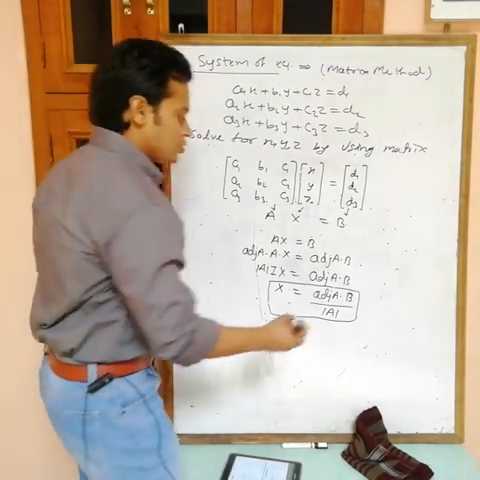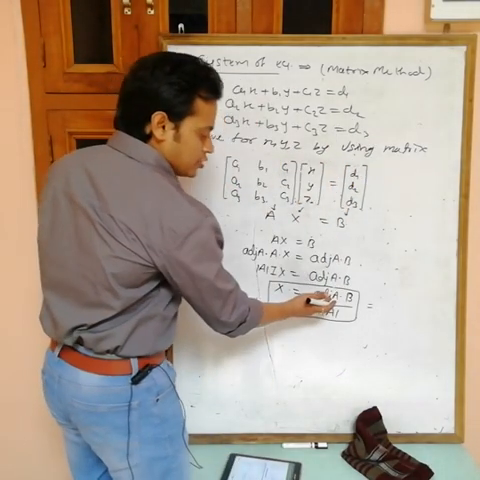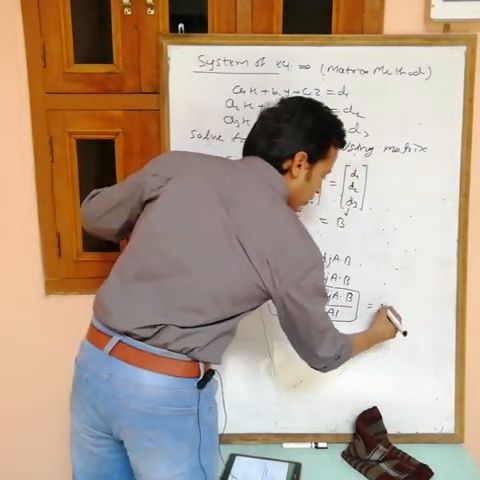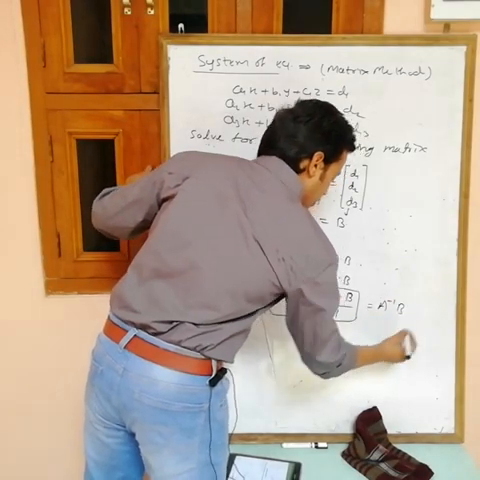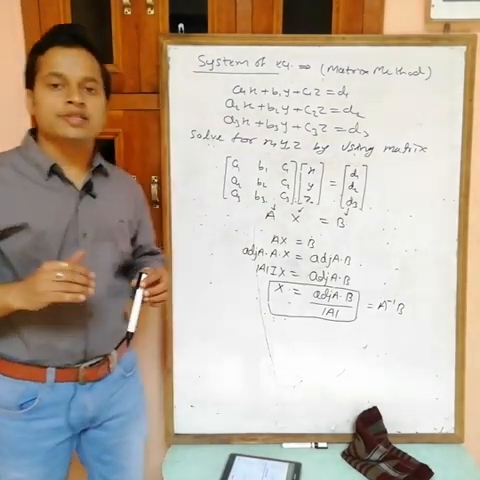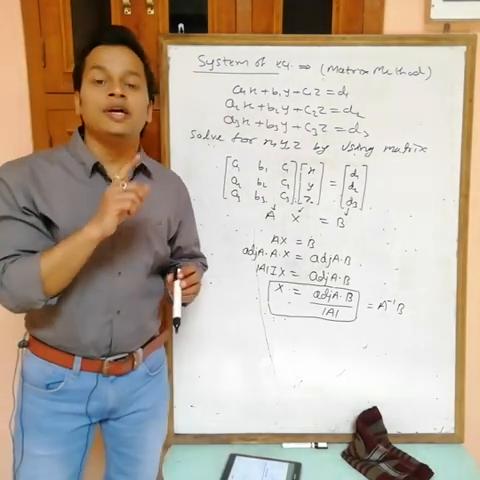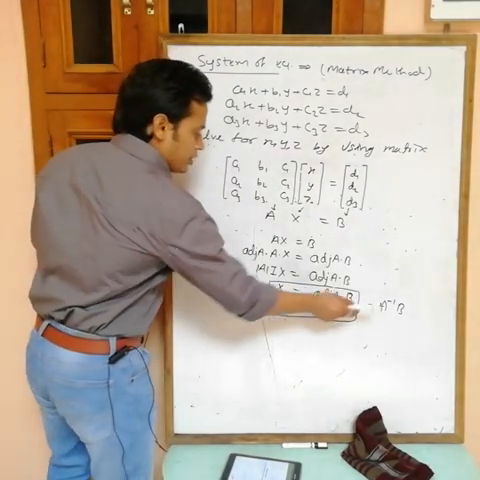Also, adjoint of A by det A can be written as A inverse, into B. So actually X equals A inverse B. Remember, X equals A inverse B, not B into A inverse.